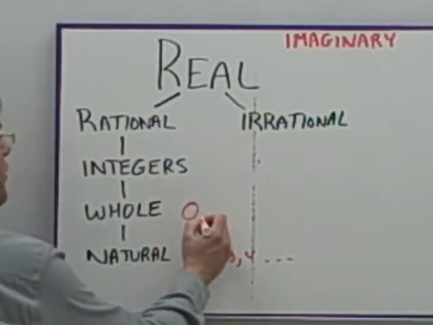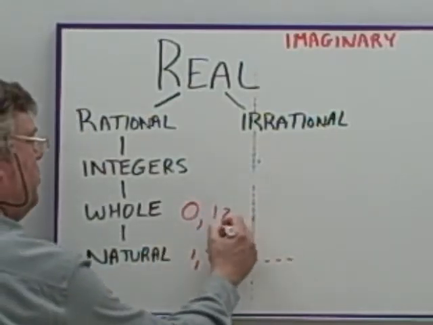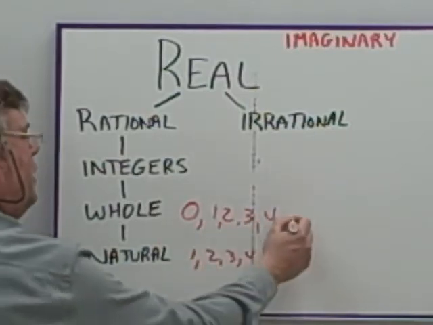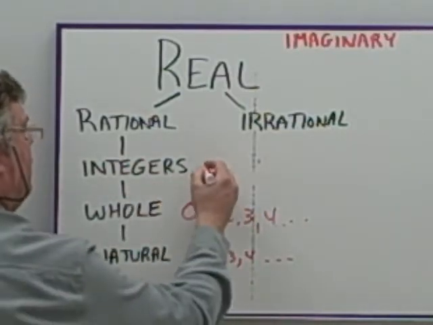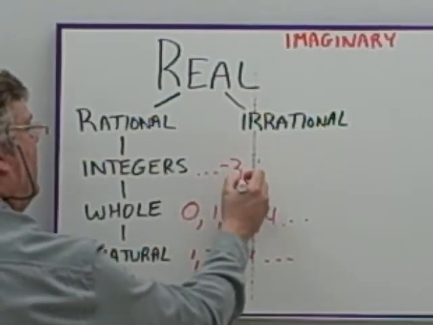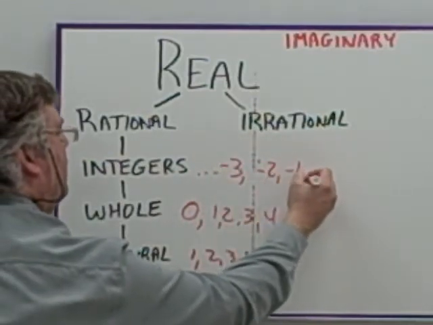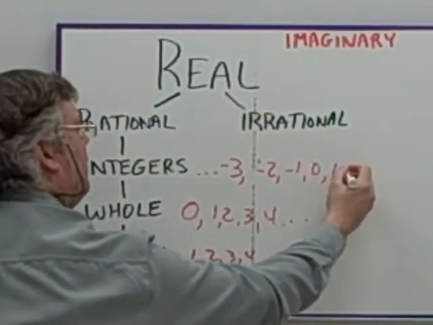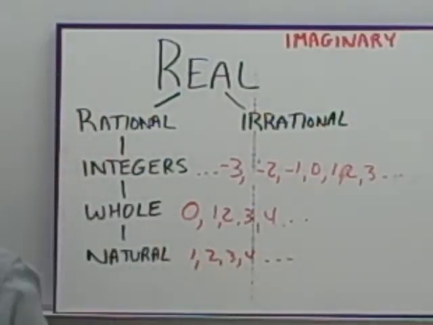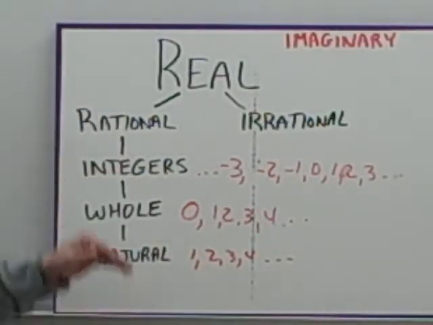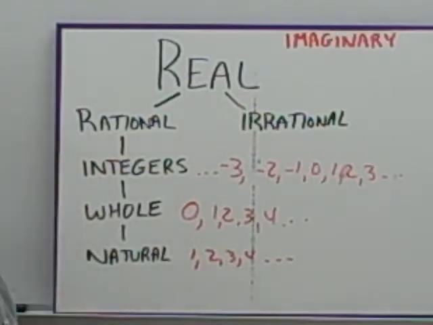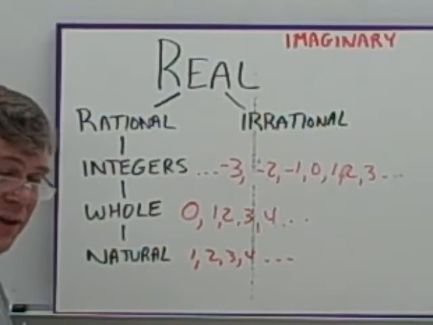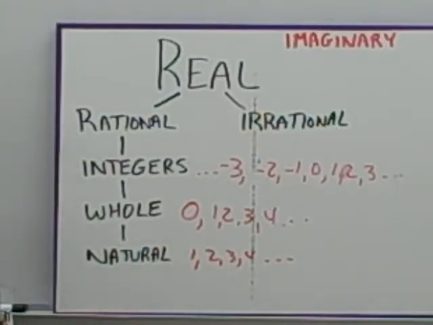Whole numbers are the same as the natural numbers, but they also have the 0 included. Integers have all of the negative numbers and the positive numbers, so they're all the whole numbers and their opposites. Rational numbers include all the integers, all the whole numbers, all the natural numbers, and anything that can be expressed as a fraction with the bottom number not being 0, which means any decimal, any mixed number, any fraction, any of those is a rational number.